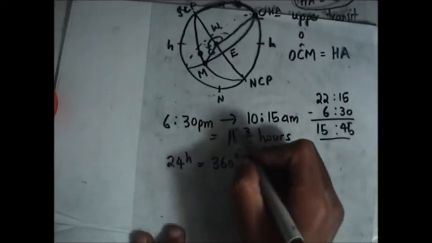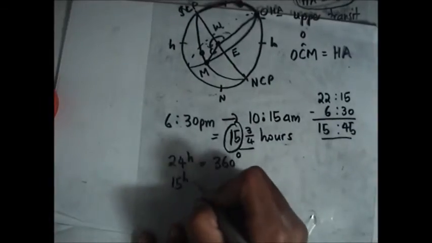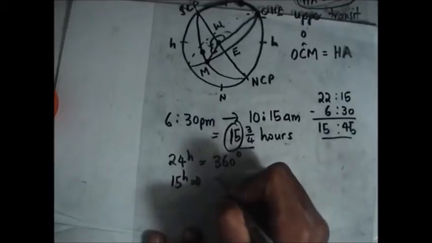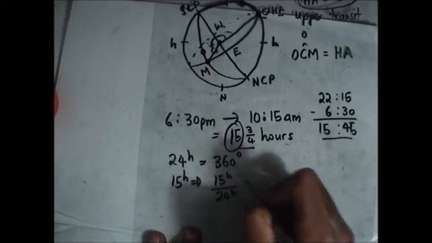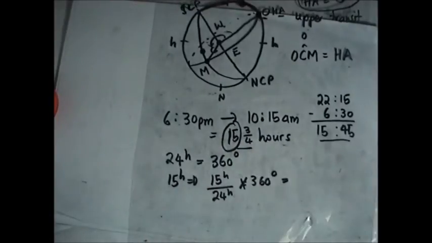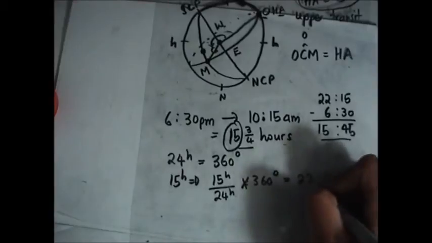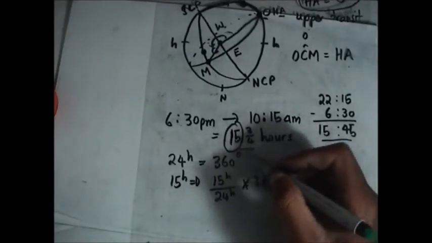360 degrees. Therefore these 15 full hours, if you remember my video of conversion, this is basically what I'm doing. It's 15 hours over 24 hours, multiplied by 360 degrees. This will give me 225 degrees. Okay, so I've converted the 15 full hours.